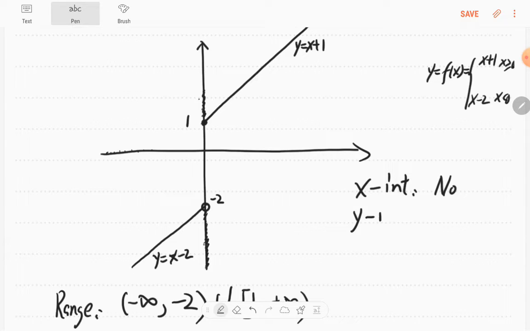What about the y-intercept? The y-intercept is the only point that intersects the y-axis. This is a hollow circle. That means this point does not exist. So this is the y-intercept.